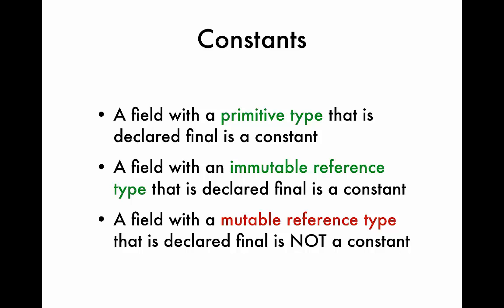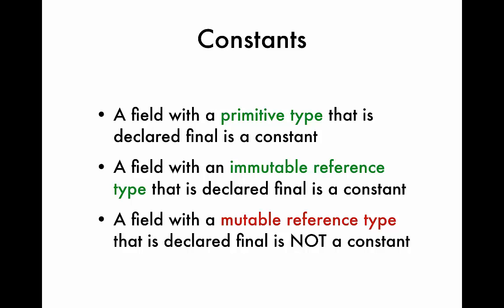Notice that if you declare a field with a primitive type as final, then it's a constant. This is because primitive types can only change their value through assignment, and final fields cannot be assigned to. If you declare a field with an immutable type as final, it also means that that variable is effectively a constant.